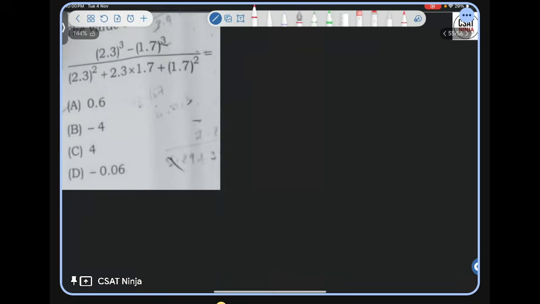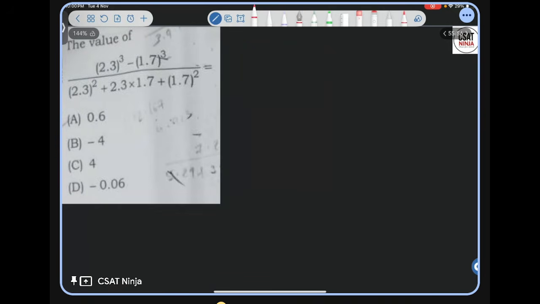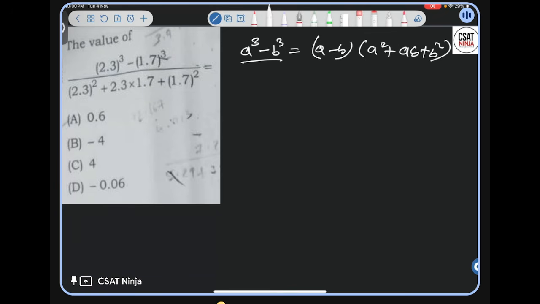Okay, last question. It's a simplification, but this can be solved easily by using this formula, a cube minus b cube formula. This is important, this formula. A cube minus b cube is a minus b into a square plus ab plus b square.